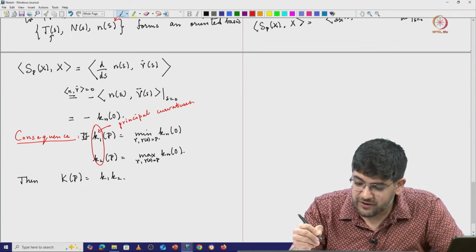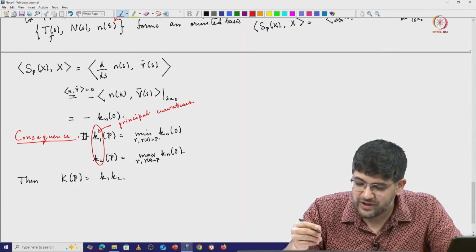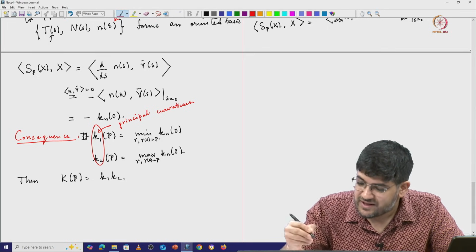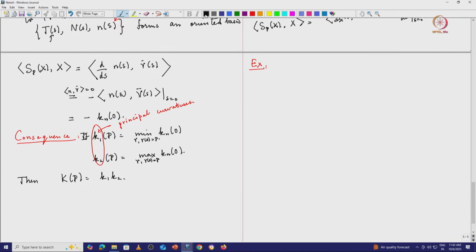Okay, so let me maybe give you a few examples and then I can state the local Gauss-Bonnet, and that will be the end of this lecture. So let me quickly give you a few examples, just to give you a feel for what this Gauss curvature looks like. So let us first look at the two-dimensional sphere.